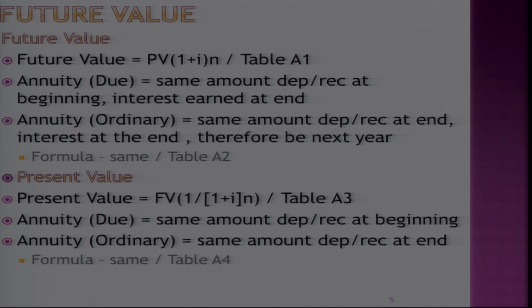So the present value, this is the present value formula. Future value, open bracket, 1 divided by, open bracket, 1 plus I, meaning interest, close bracket, N. Same story, annuity due, same amount that you received at the beginning. Annuity ordinary, same amount that you received at the end, but the interest is always paid at the end of the period.